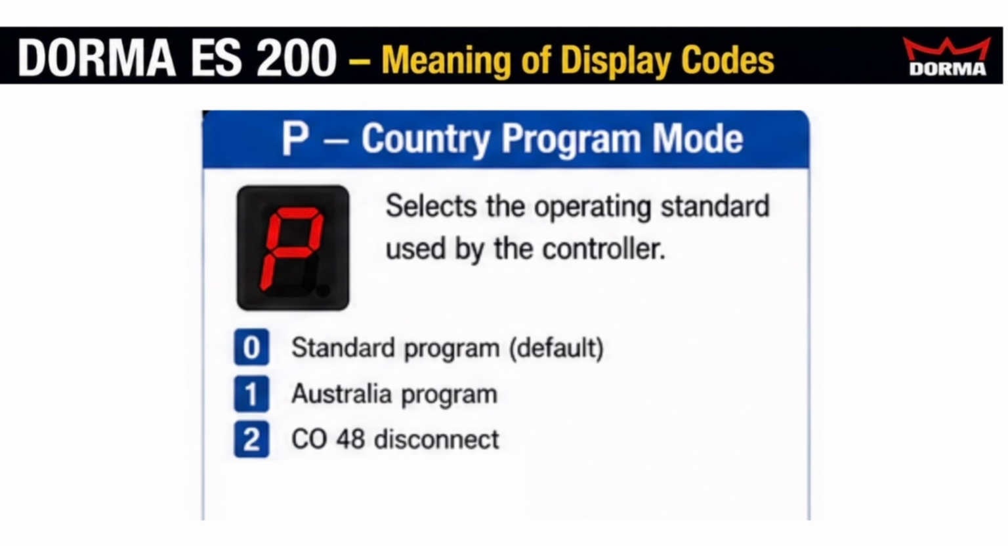P2 is CO48 Disconnect Mode. P3 is CO48 Connect Mode. Unless your installation requires a special configuration, leave this parameter on P0.